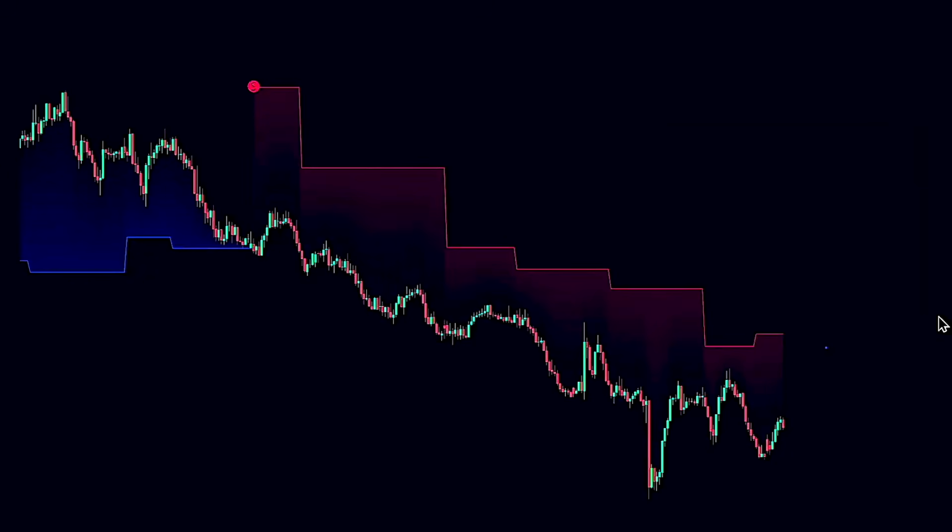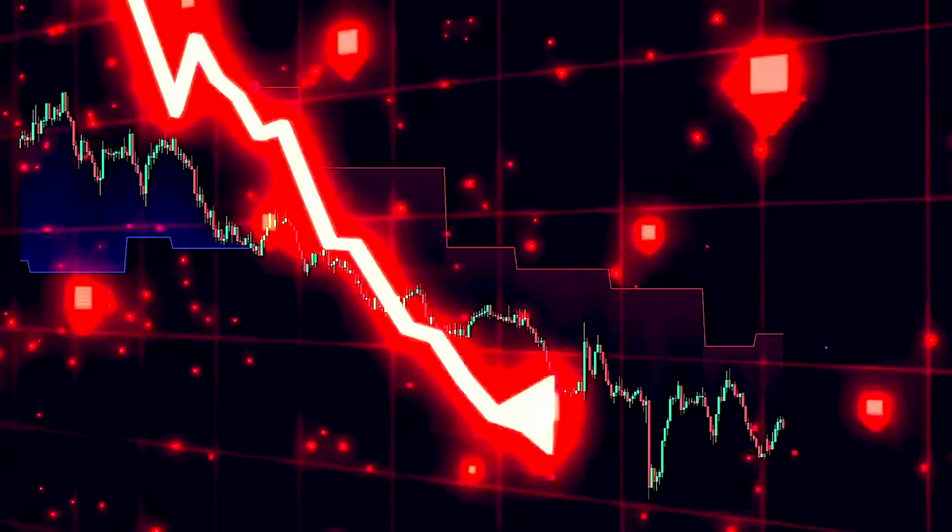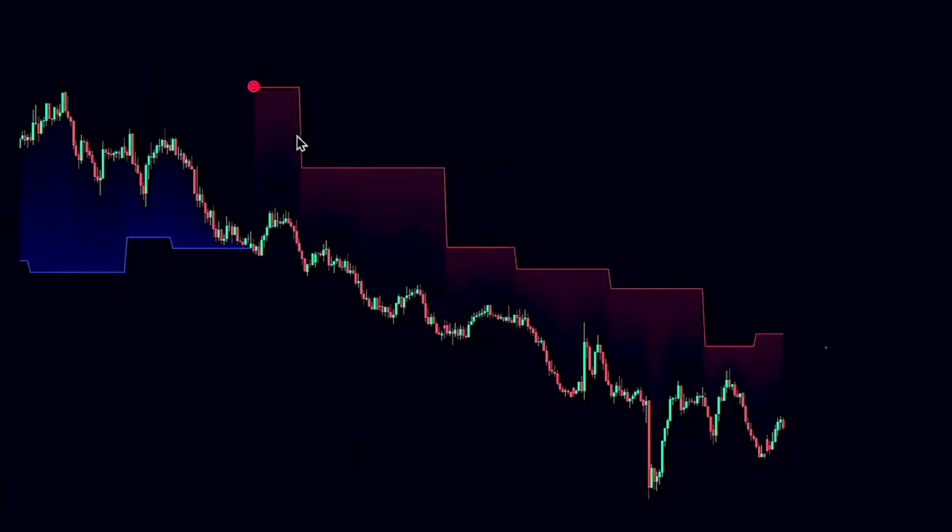Now the short setup is the exact opposite. First, the trend flips bearish. The line turns red and you get the sell marker. This tells you a structure has shifted and the market is beginning a downtrend. Second, you wait for the first move down to play out. Again, you don't want to short the very first breakdown candle.